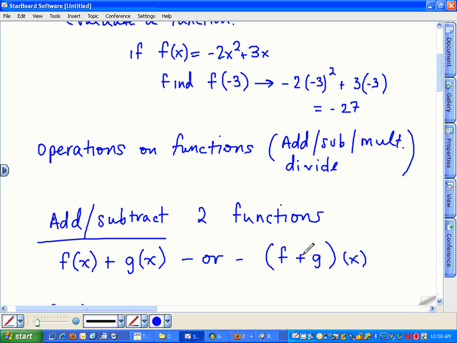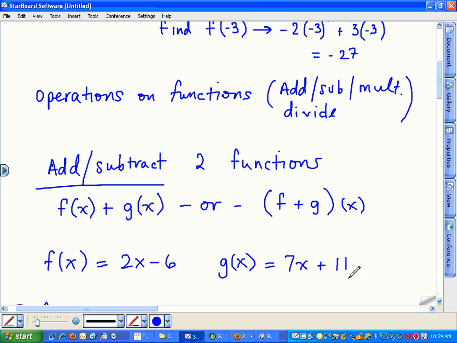There's two ways that it could be asked. It could be written like this, f of x plus g of x. So you may see it on your worksheet today, you may see it asked like this. But if you see this, it means the exact same thing. These two notations mean the same thing. They're interchangeable. Okay? So here's two functions.